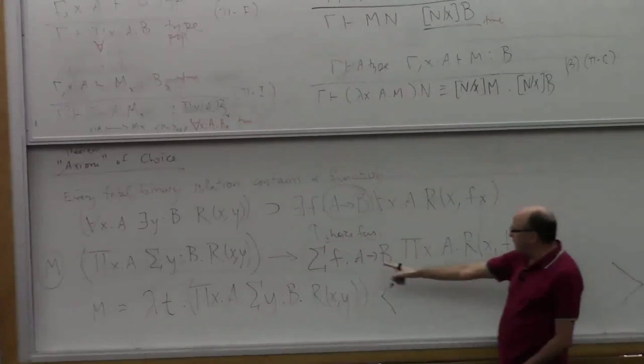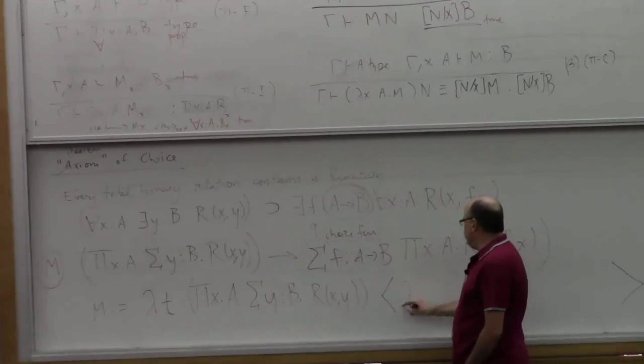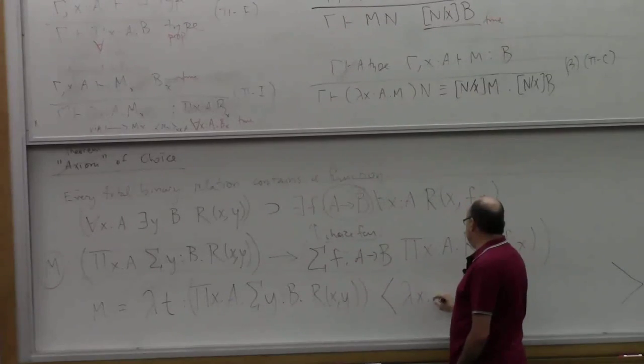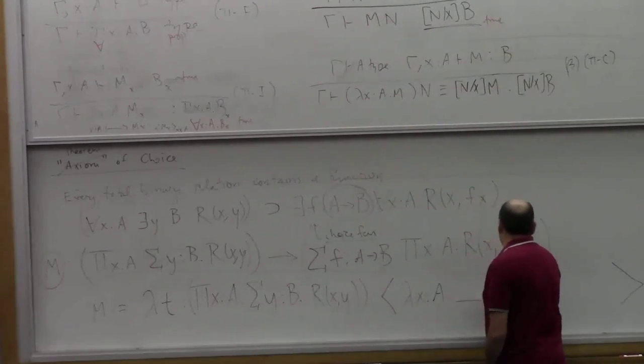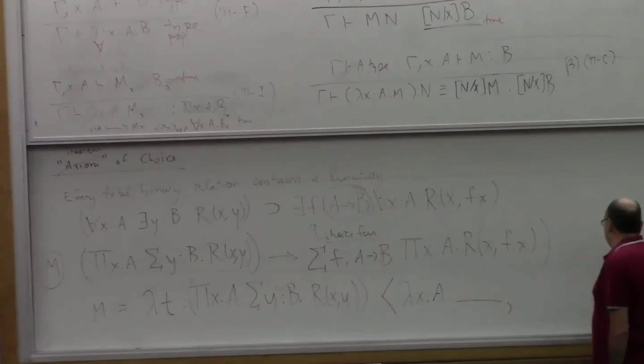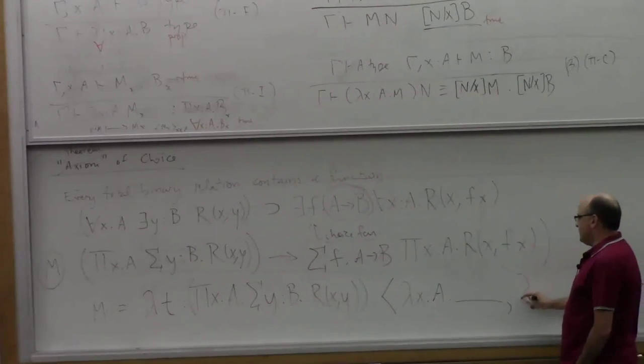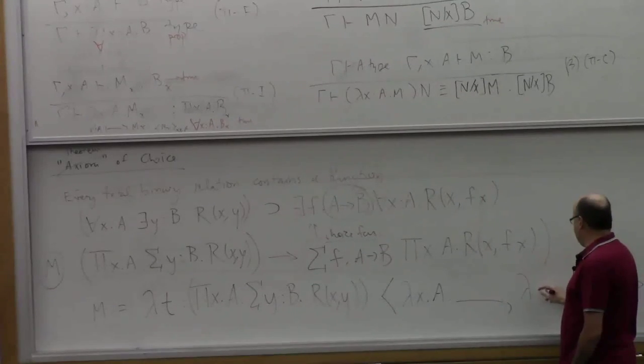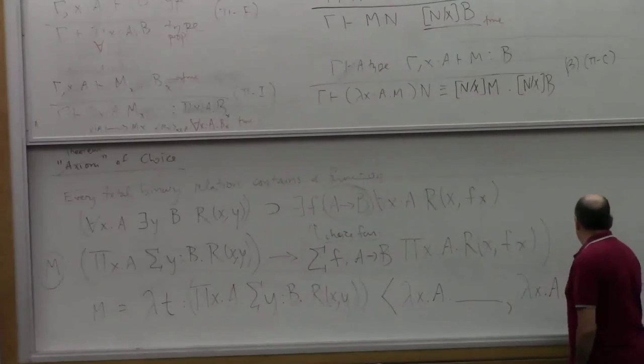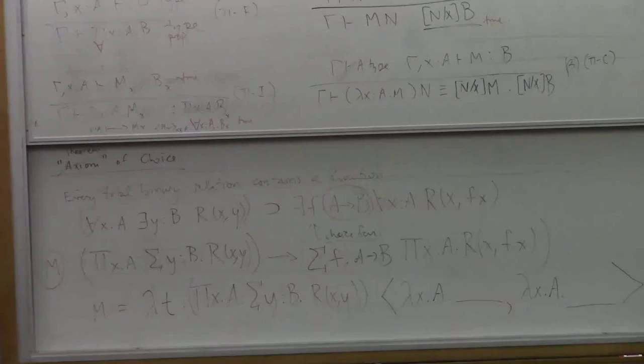So I need to write down a function here of type A arrow B. So this will be written lambda x in A something, and then this will be a proof that for every x in A, something or other holds. So this will have to be a lambda, and then this will be something. We'll get filled in here. We agree that that's pretty much what you have to do, right?